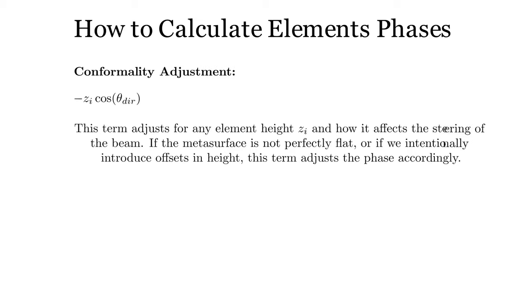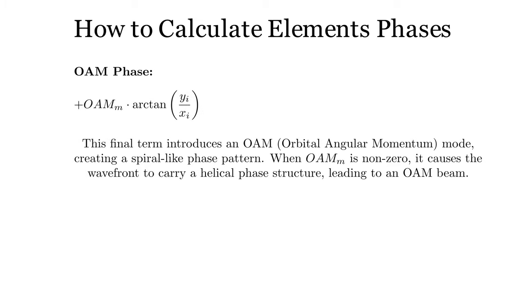OAM phase. This final term adds an OAM, orbital angular momentum, mode, introducing a spiral-like phase pattern. When the value of OAMM, the OAM mode index, is non-zero, it causes the wavefront to carry a helical phase structure, leading to an OAM beam. This is useful for generating vortex beams or beams with orbital angular momentum.